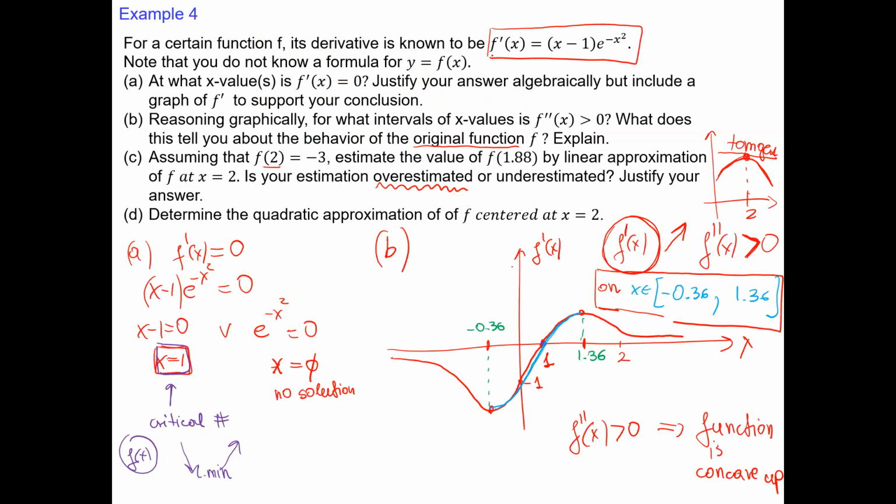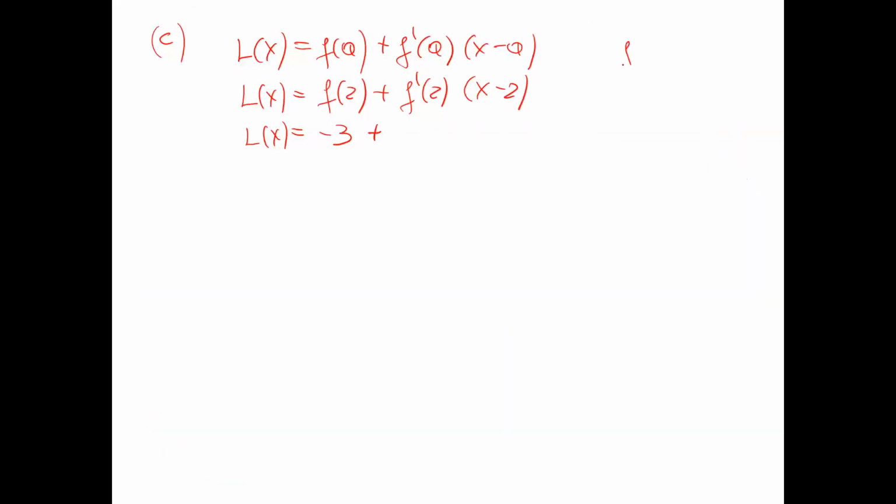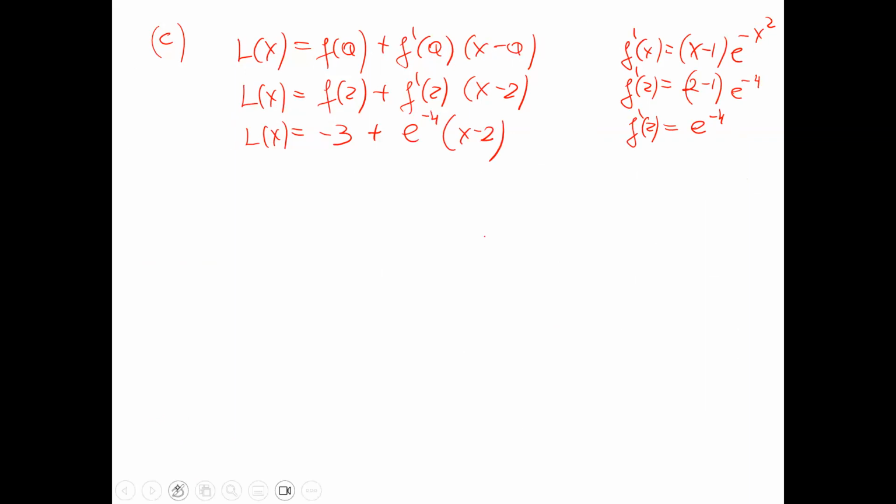Interesting. Because we have the formula, it's x minus 1 times e to the negative x squared. At 2, it will be 2 minus 1 times e to the negative 4. That means the value of the derivative at 2 is e to the negative 4. So the linearization is -3 plus e to the negative 4 times x minus 2. It's nice to leave it in that form because we will nicely see delta x.